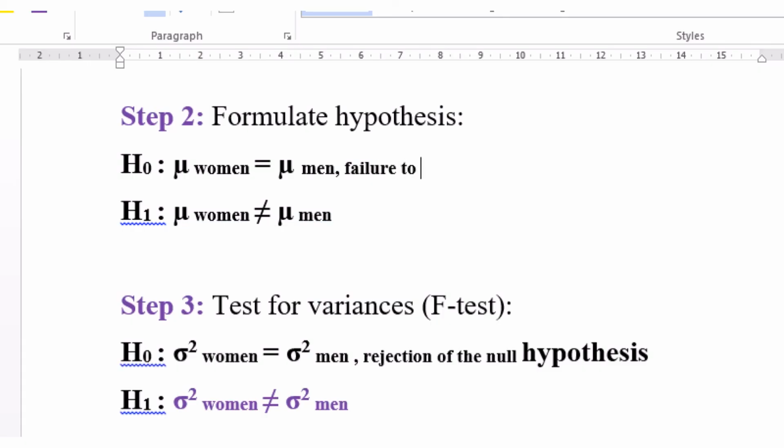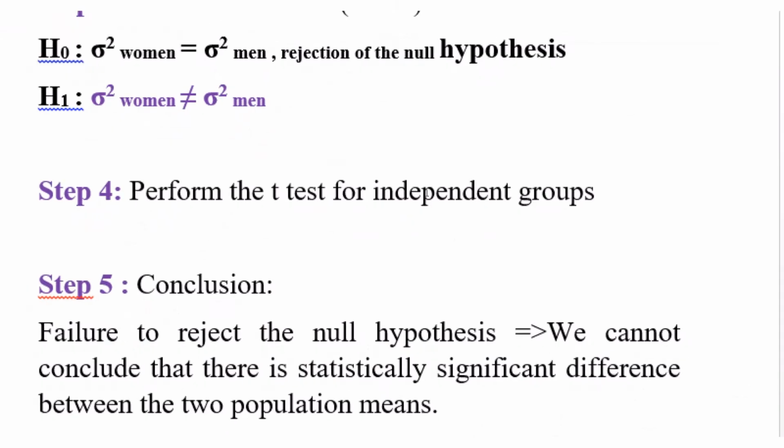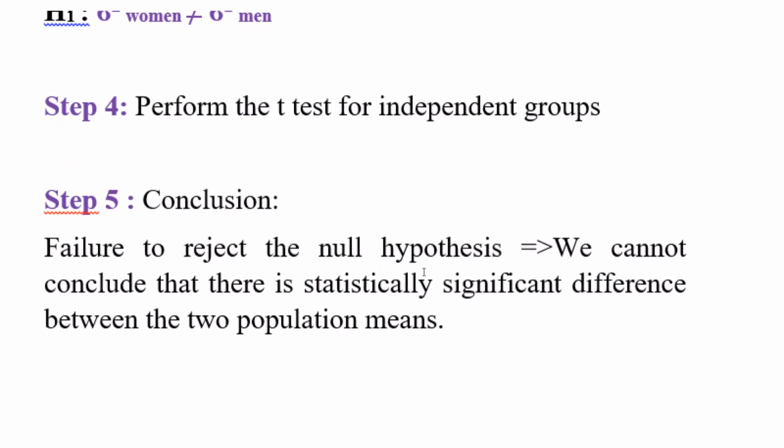If we had gotten the p-value, we would have compared it to 0.05, but since we don't have the p-value, we have to interpret with our statistic. Comparing it to the critical value, if the statistic is greater than the critical value, we reject the null hypothesis. In our case, for the t-test, it was less than the critical value, so we cannot reject the null hypothesis. For that matter, we conclude that we cannot conclude that there is any statistically significant difference between the two population means.